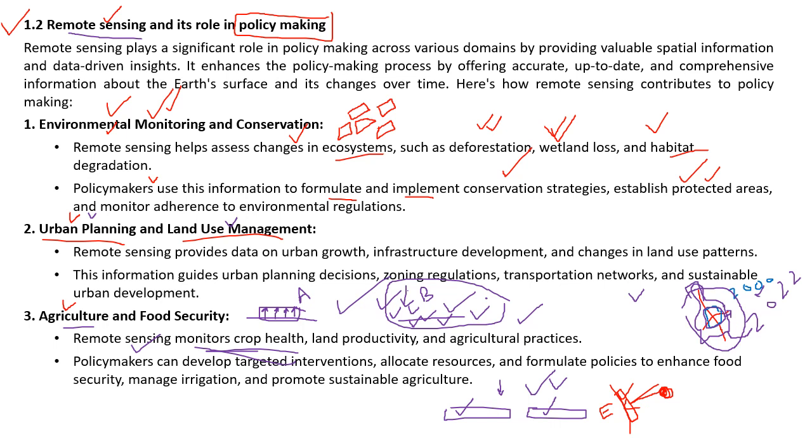So, in the field of agriculture and food security, you can use remote sensing to collect the data, analyze the data, interpret the data, and report the information, and based on that reporting, it will help the policy making process.